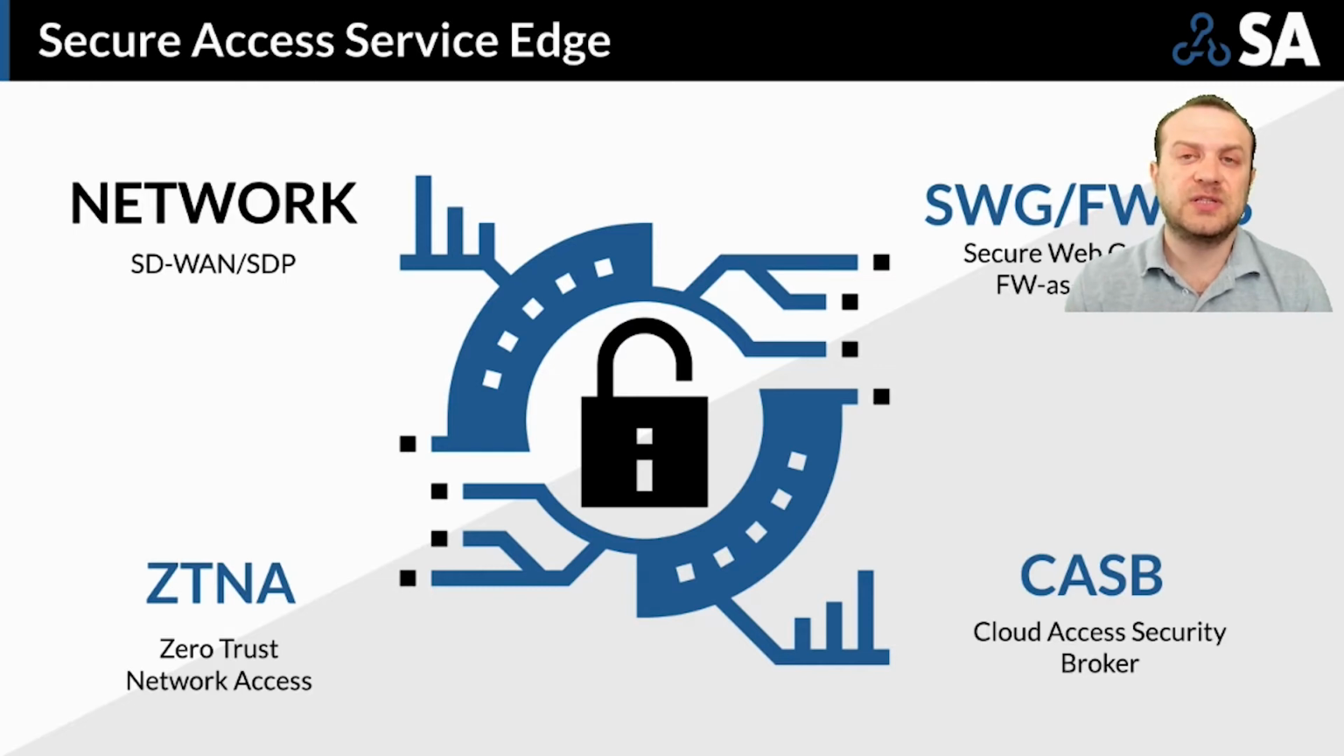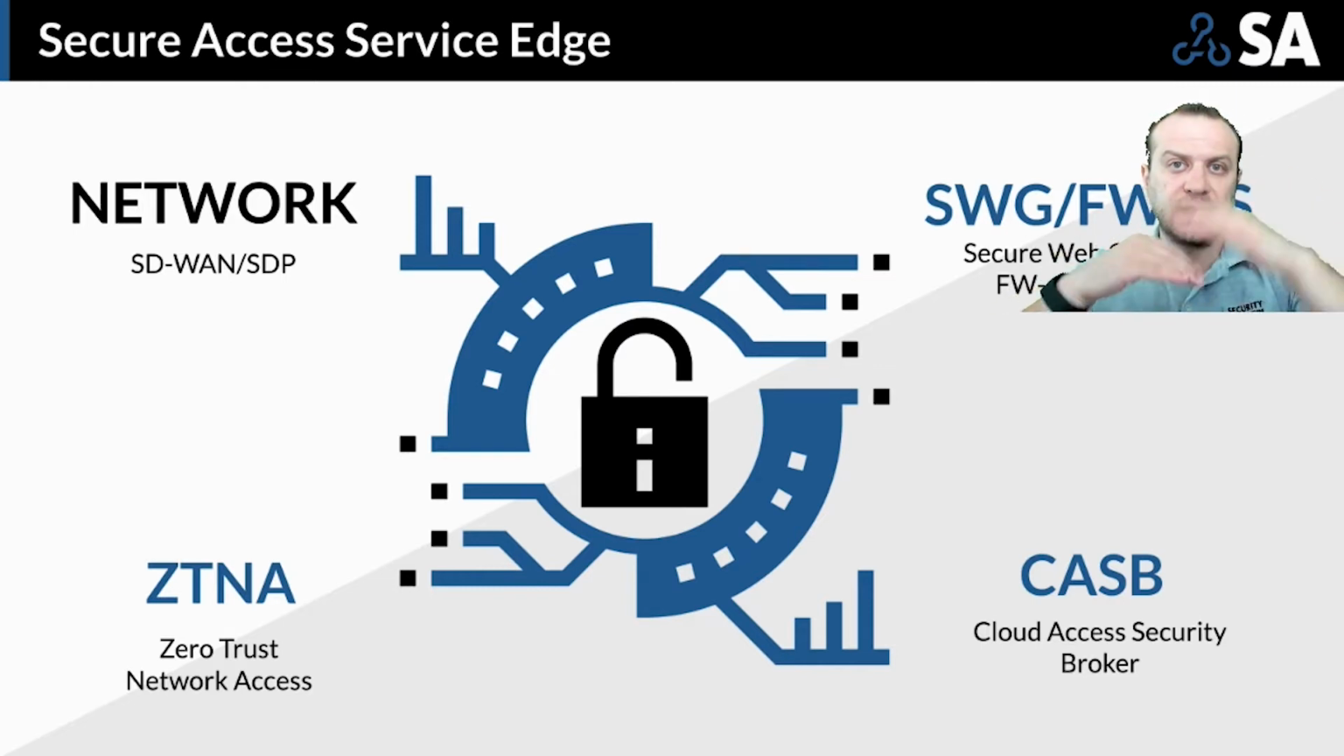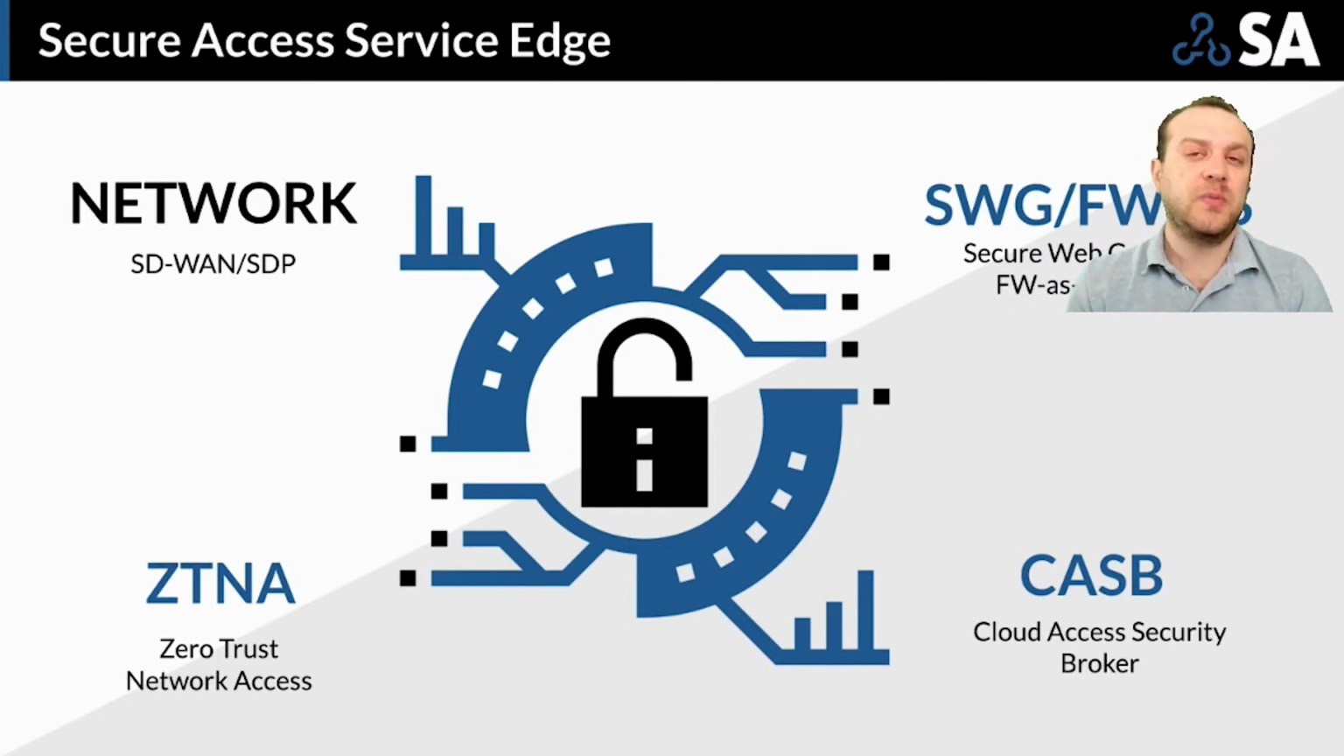As you see here on the slide, there are two major buckets. On the top left side, we see the network bucket, and on the bottom right, we see the security bucket. The security bucket consists of three major pillars: secure web gateway and firewall as a service, CASB, and ZTNA. In a way, we can separate them, and it's actually where SSE comes along later on.